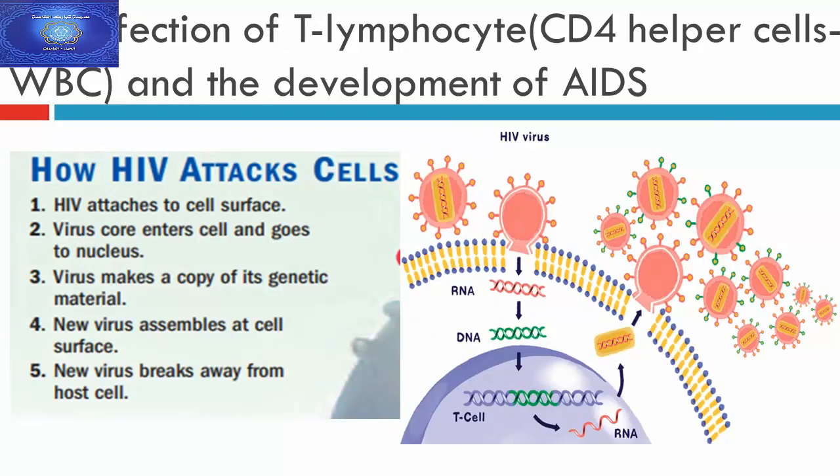So how does the infection of HIV on T lymphocytes happen, and how does the person become an AIDS patient? Okay, we are going to say that in detail. When HIV, that means human immunodeficiency virus, attaches to the cell surface, the virus core enters the cell and goes into the nucleus. This virus makes a copy of genetic material within a short time. Millions they are making. New virus assembles at the cell surface, and the new virus breaks away from the host cell and again infects other cells. It repeats, okay, and it progressively makes a person an AIDS patient.